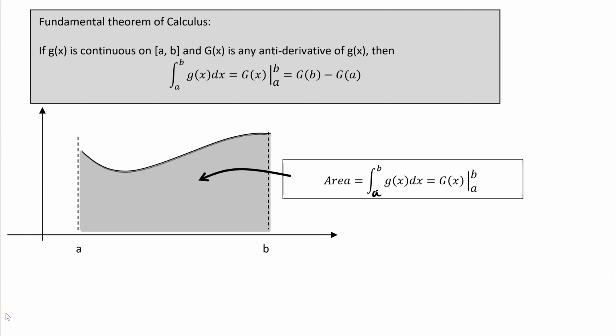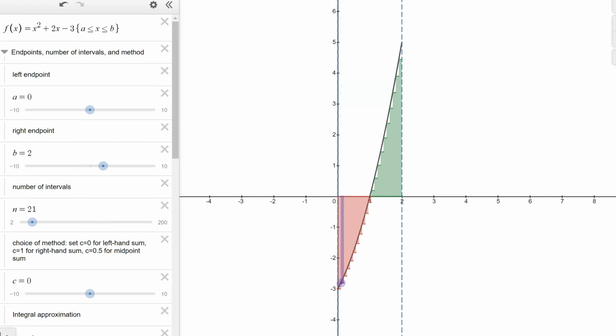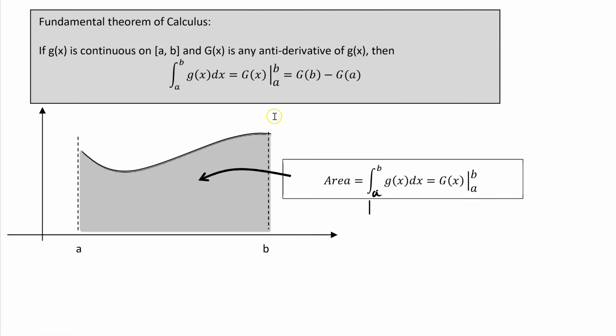This is the fundamental theorem of calculus. What it is, is another way of finding the area under the curve. Normally we would make all of these little rectangles and take the limit as n goes to infinity of our Riemann sum to get the area under the curve. Now we're going to look at it a little differently.